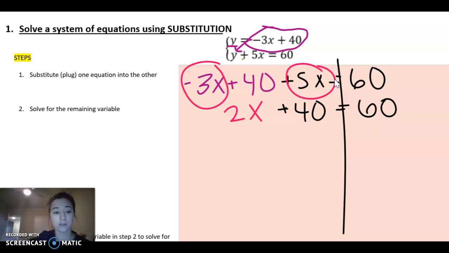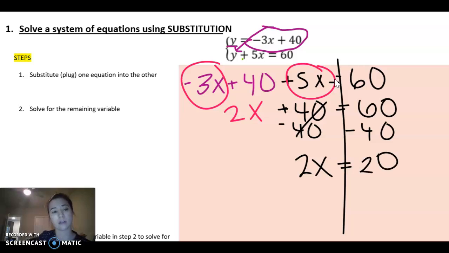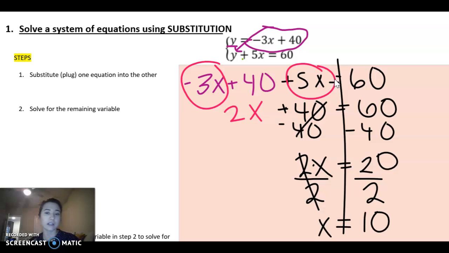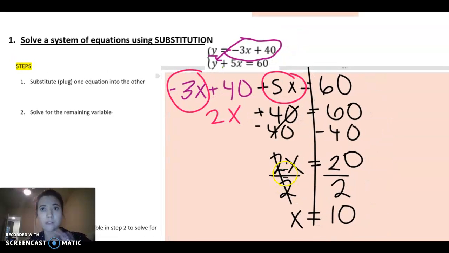We have 2x plus 40 equals 60. To solve for x and get x by itself, we move the addition first by subtracting, and we get 2x equals 20. From there we have 2 times x, so we get rid of that by dividing by 2 and dividing by 2, and we get x equals 10. Okay, so now we have our x.